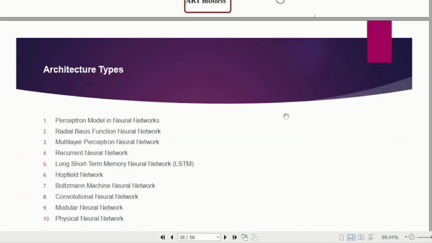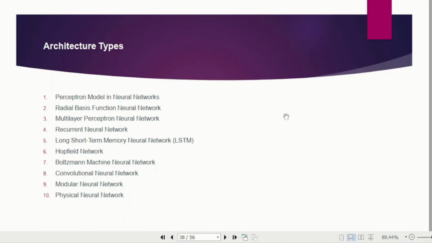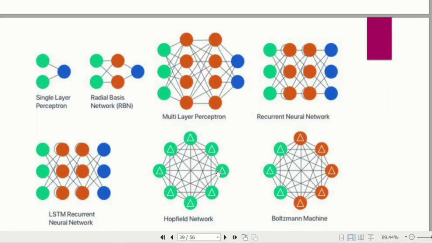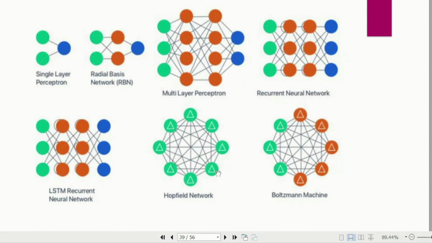Moving forward with the network types, the perceptron model is one architecture type. Then I have already told you about the RBF neural network and the multi-layer perceptron neural network, then the recurrent neural network, long short-term memory neural networks are also there, Hopfield networks, Boltzmann machine, then convolutional, then modular neural network, then physical neural networks. So by this kind of diagram, we are able to discuss the different categories of neural networks one by one. The first one is the perceptron model.